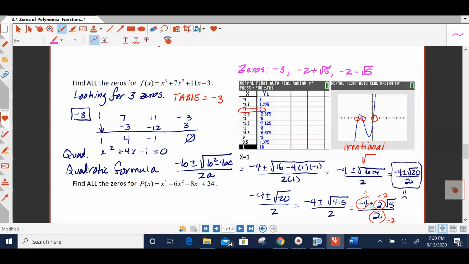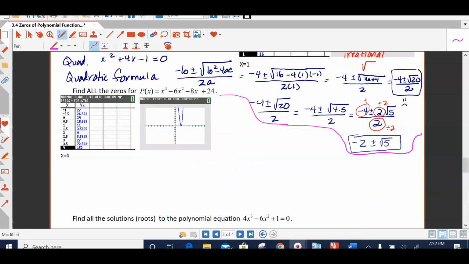Okay, so that one's a little tricky. That was a good one. Why don't you pause it and work the next one? I know the paper's getting a little messy now, but I want to see if you got what I got with respect to your calculator.